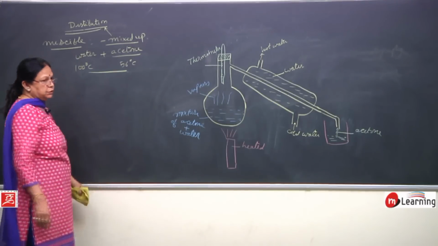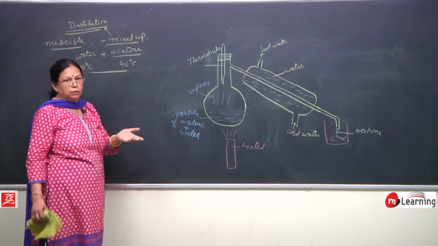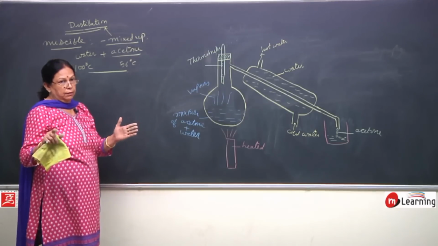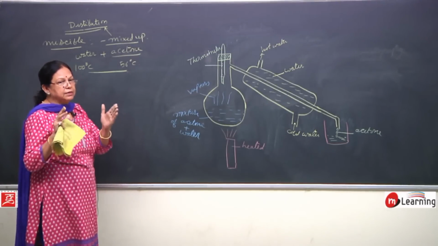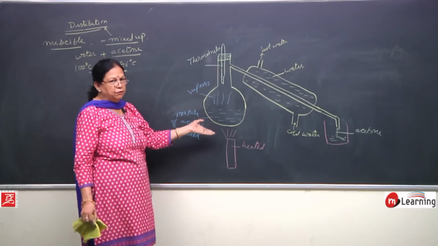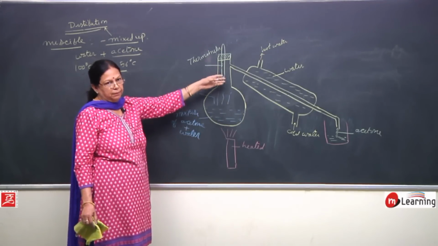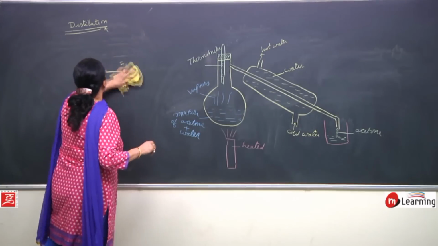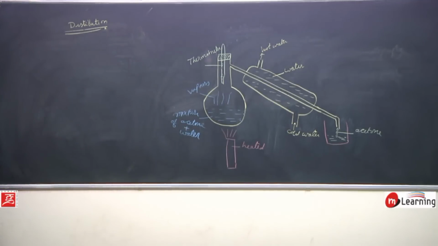Now, suppose the difference in the boiling point of two liquids is not much, or you can say they are nearby, then how do we separate them? Because if you heat, then some vapors of the other liquid will also rise up, right? So, in that case, what we do is called fractional distillation.